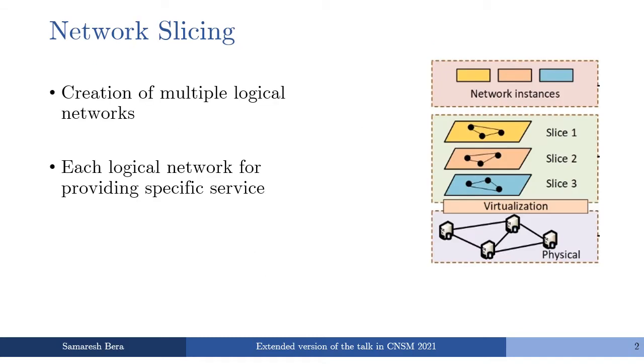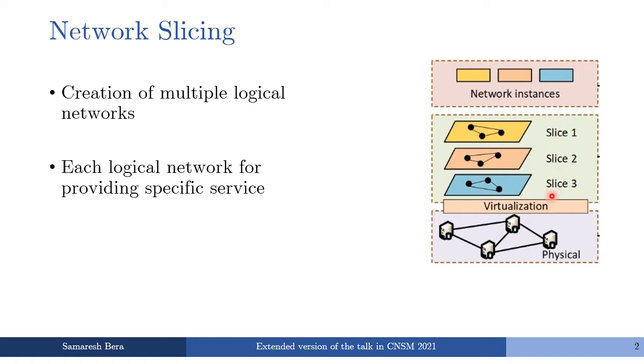Network slicing is the creation of multiple logical networks on top of the physical network, and each logical network is dedicated to providing specific services. For example, we have the physical network and this is virtualized. That means all the networking resources of the physical network are virtualized. On top of this physical network, we have different logical networks, that is the slices, to provide specific services. In this example, we have three different slices: slice 1, slice 2, and slice 3.